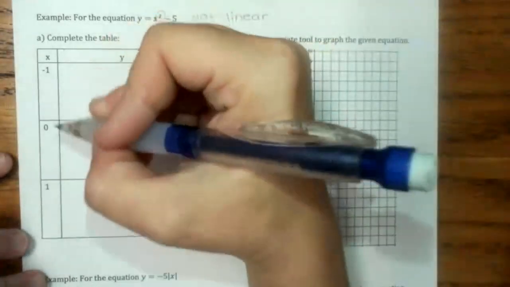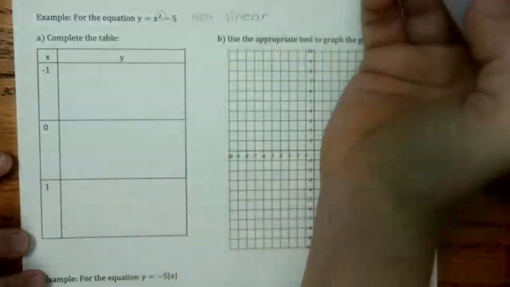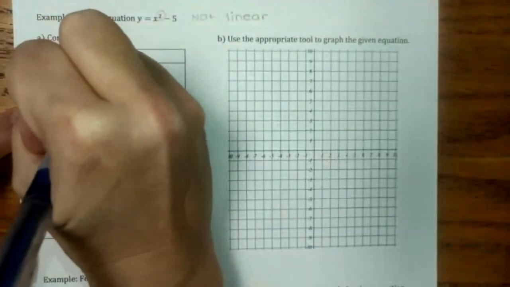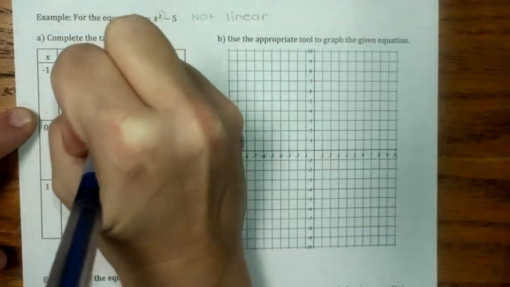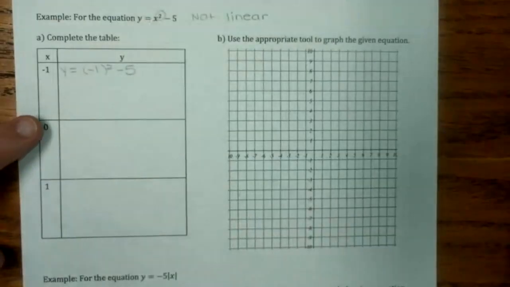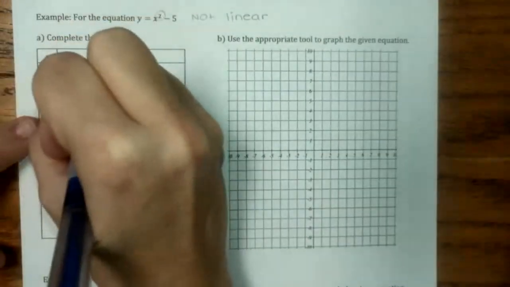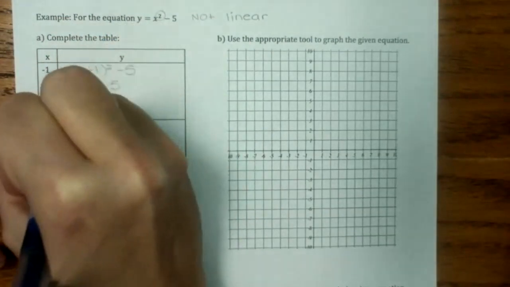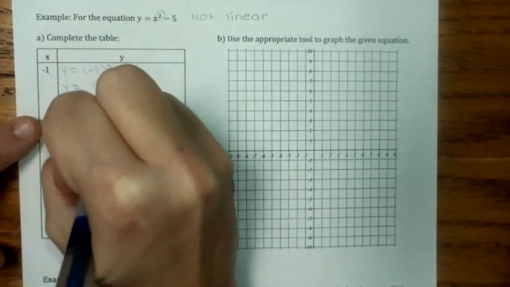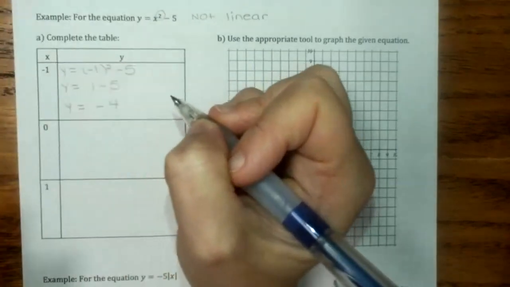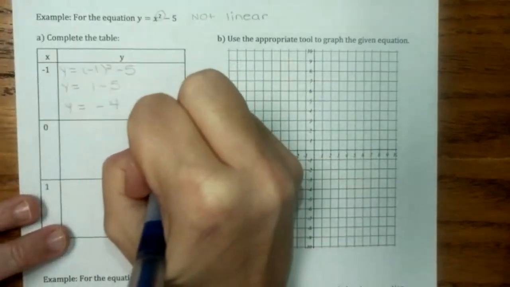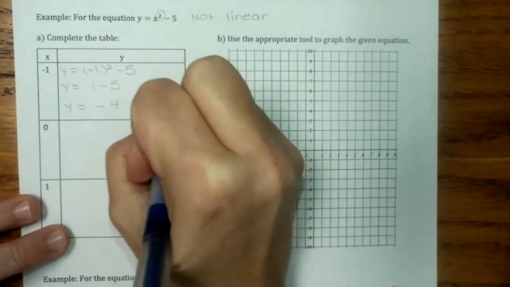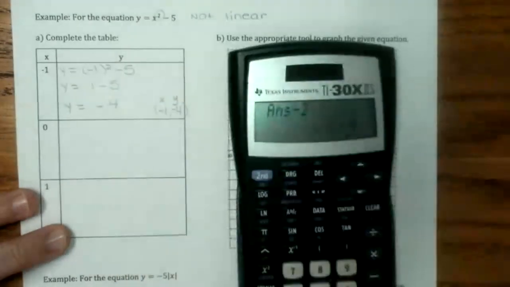It asks us to plug in negative 1 for x, 0 for x, and positive 1 for x. So let's do it. So y equals x, which is negative 1, squared minus 5. Notice it's in parentheses. So I have y equals negative 1 squared. So negative 1 times negative 1 is positive 1. Positive 1 minus 5 will give us negative 4. So this will give us the ordered pair negative 1, negative 4. So x is negative 1, y is negative 4.